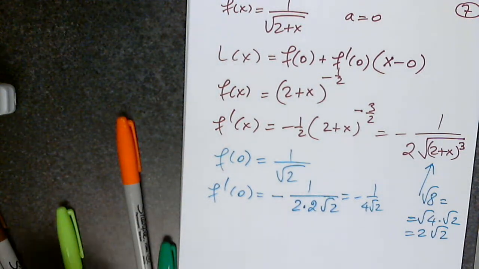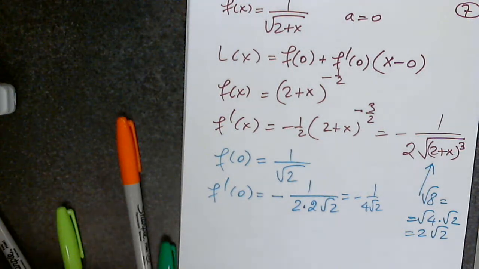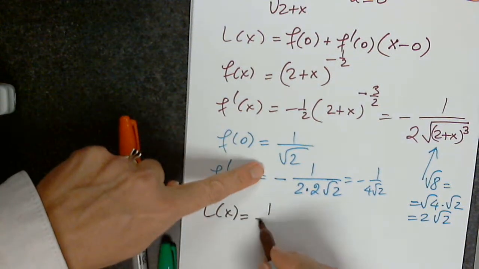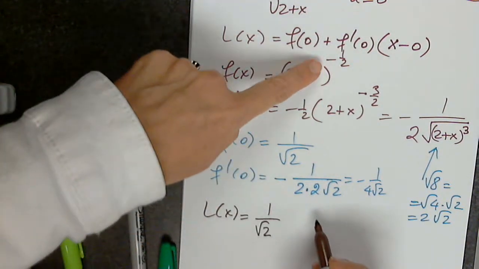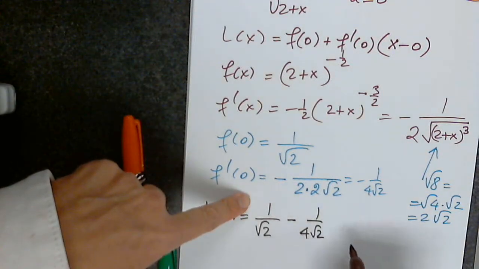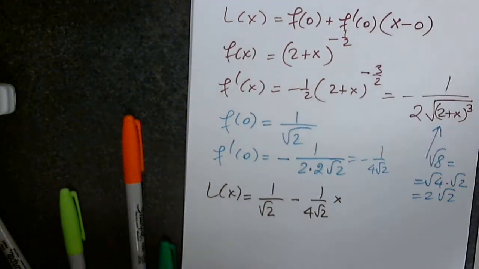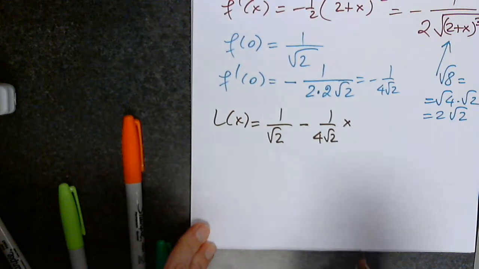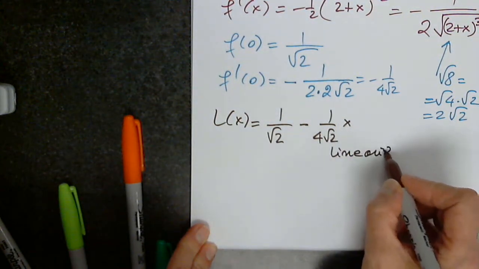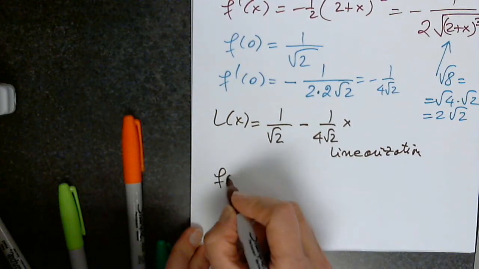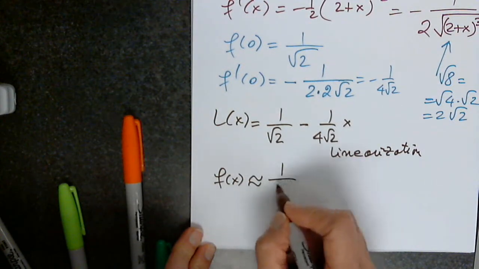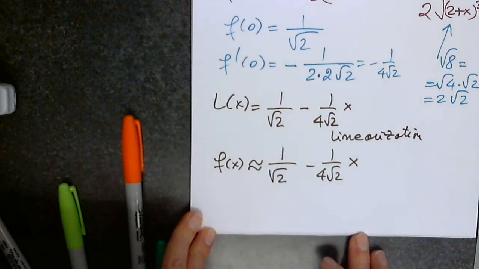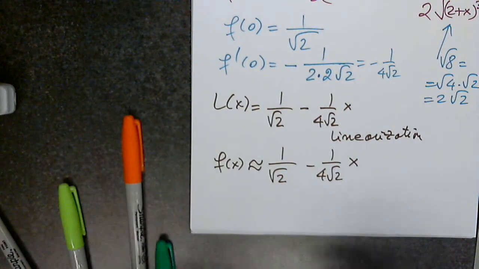So all I have to do is put everything together now. So L of x equals f of 0, which is this, minus 1/4 the square root of 2 times x. There is nothing else I can do here. So this is the linearization. And the linear approximation is the same thing. It's approximately 1 over the square root of 2 minus 1/4 the square root of 2 times x. Linear approximation.